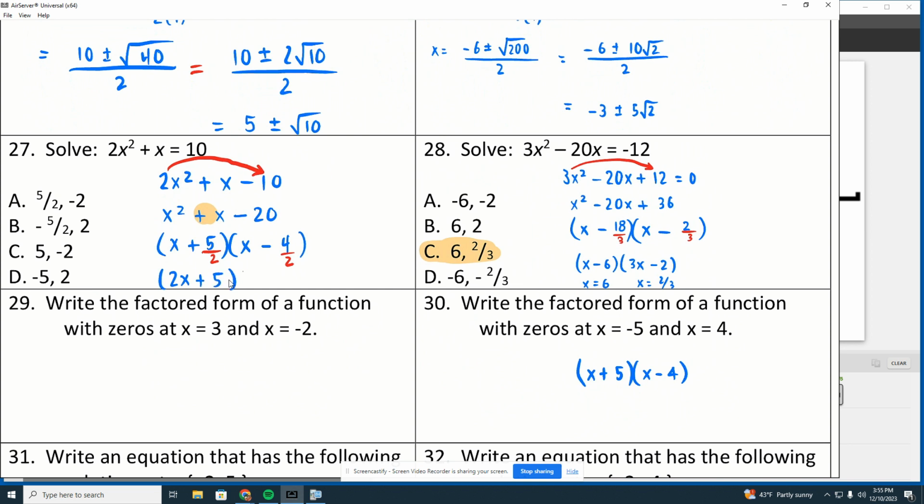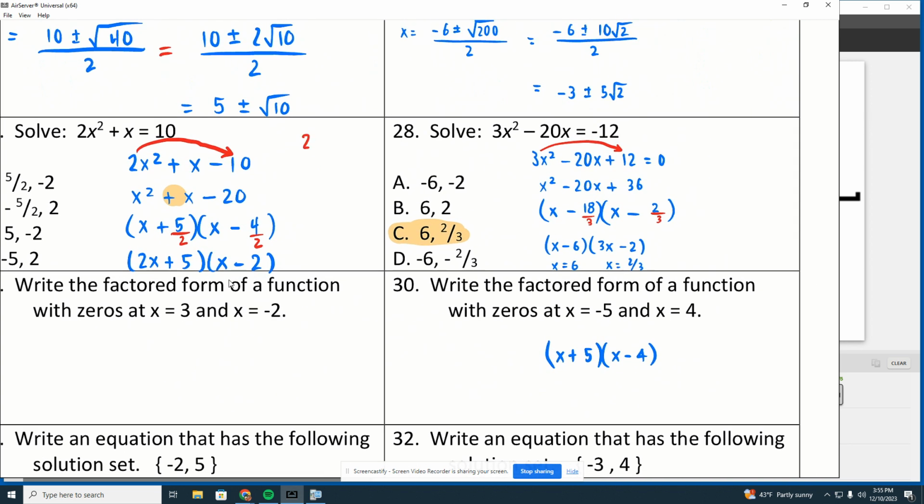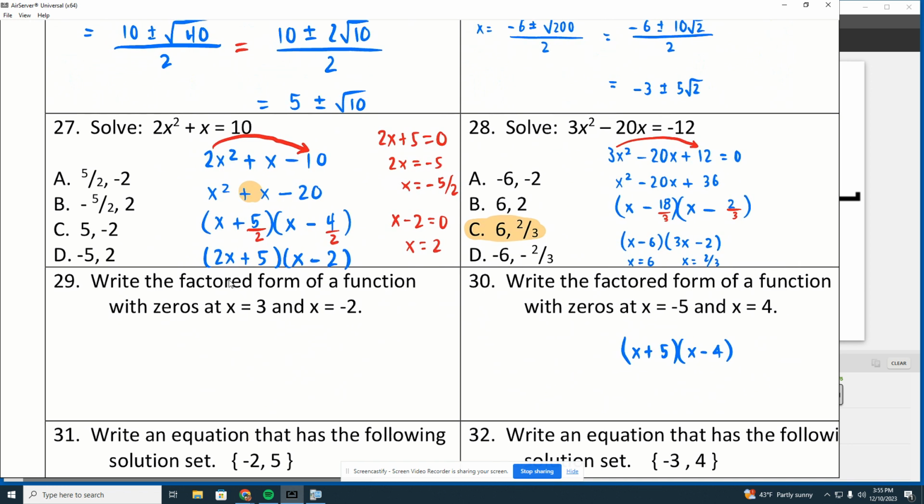And since this reduces, that'll be x minus 2. So I'm running out of space here, so let me do this over here. I'm going to take 2x plus 5 and set it equal to 0. I'm going to subtract 5 and then divide by 2. So that's negative 5 halves. Then I'm going to take x minus 2, set it equal to 0 and solve, add 2. So my two answers are 2 and negative 5 halves. So that's right here, B.